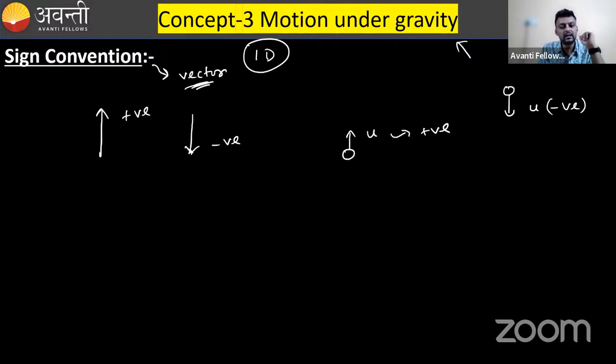One thing is clear. In both the cases, whether the ball is going upward or downward, you can see that Earth is pulling it in the downward direction, and the acceleration produced by the Earth is acceleration due to gravity. In both the cases, this acceleration due to gravity is negative, in the downward direction. So I will take g as negative in both the cases.